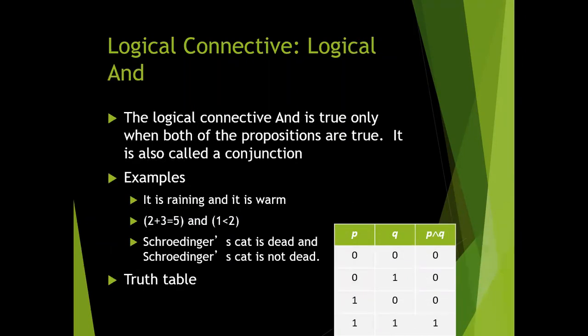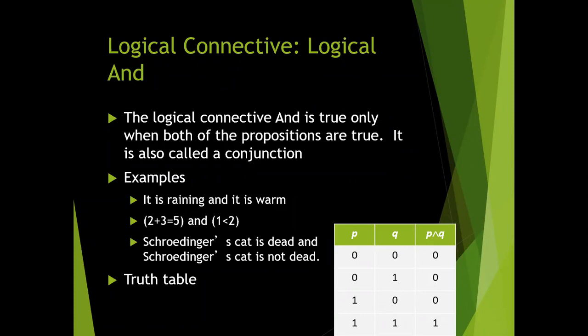Now the next connective is the logical and. The logical connective and is true only when both propositions are true. As we know, and can comprise two or more propositions, but in basic knowledge we just check the condition between two propositions only. After applying the and connective, we only get the output true if and only if both statements are true. That means if proposition P is true and proposition Q is true, then P and Q will be true.